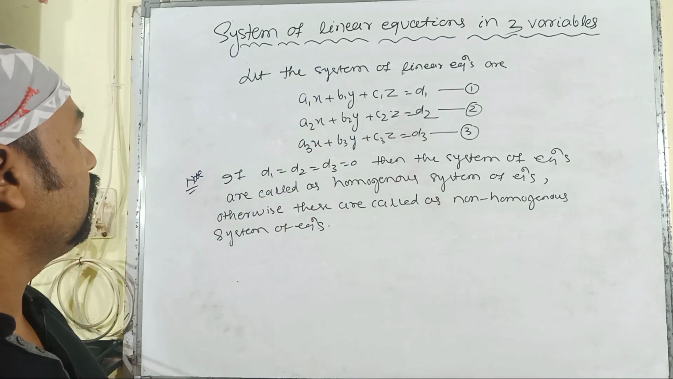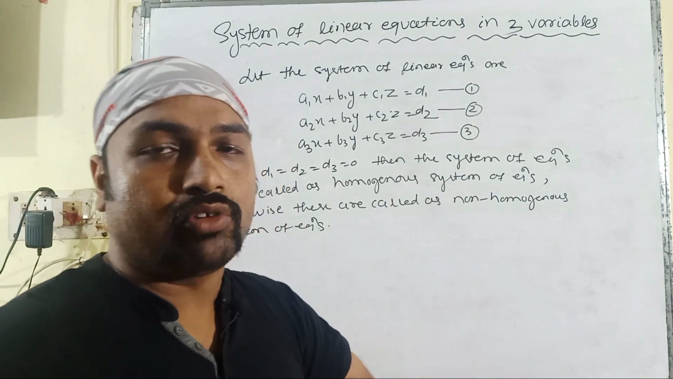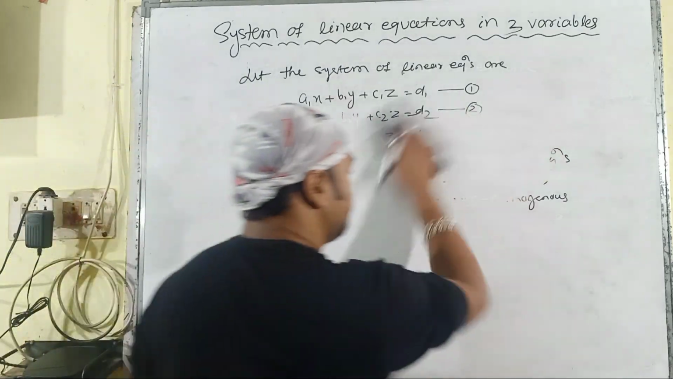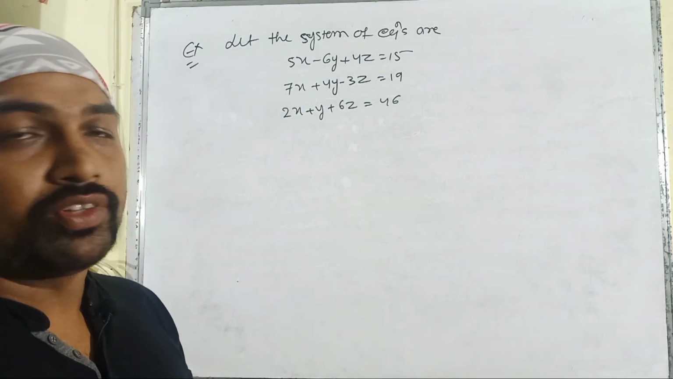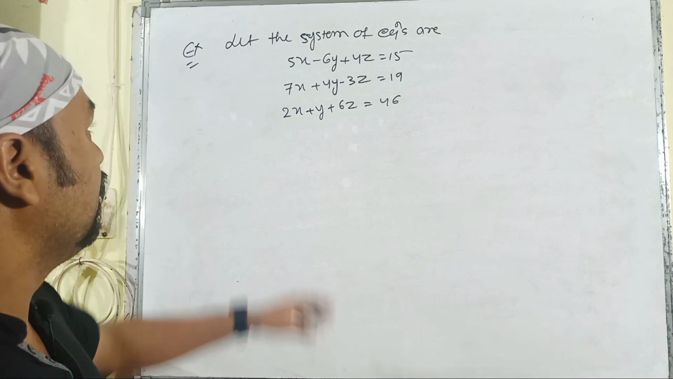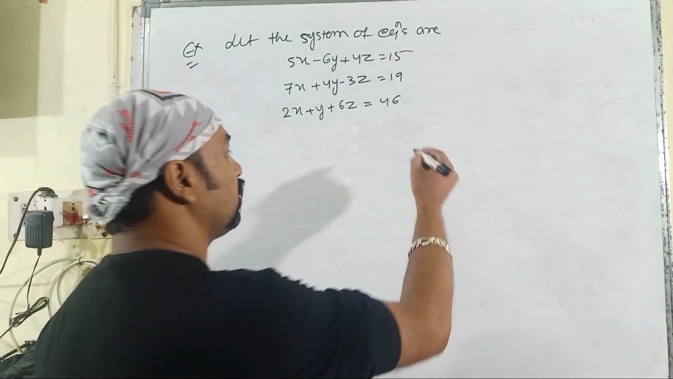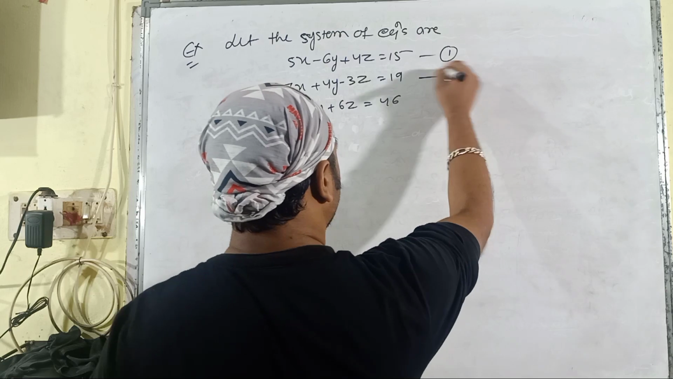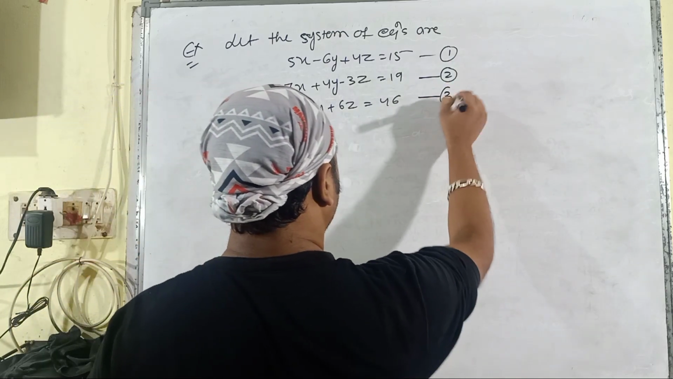So after the completion of system of linear equations in two variables and three variables, let us discuss a problem based upon this. Here it is an example based upon the system of linear equations of three variables. The example is like this. Let the system of equations be 5x minus 6y plus 4z is equal to 15. This is the first equation. The second one is 7x plus 4y minus 3z is equal to 19. This is the second equation. The third is 2x plus y plus 6z is equal to 46. This is the third equation.